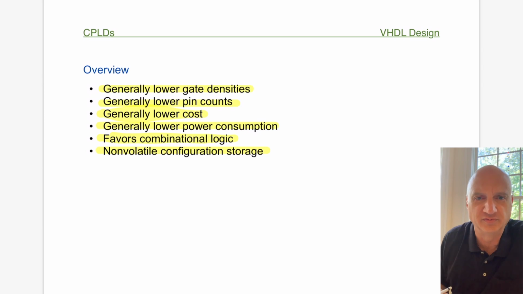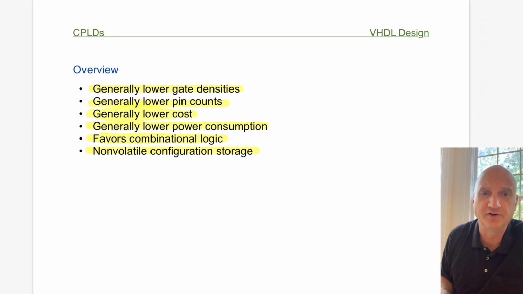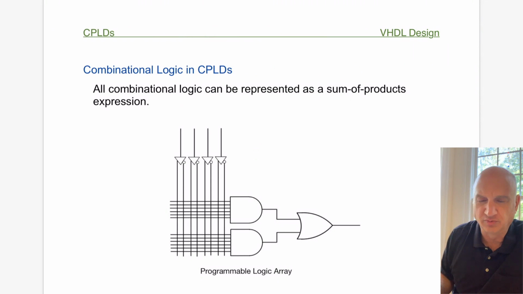Now, obviously storage was done with flip-flops, and that tended to be D flip-flops because those are a universal standard for storage. And then combinational logic was done in something called a programmable logic array. So this is what a programmable logic array actually looks like. It's an interesting configuration where you have this very large grid of interconnected lines, and that grid drives an array of AND gates, and those are all fed into an OR gate. All of this is done because all combinational logic, as we know from digital, can be reduced down to a sum of products expression, and therefore we can implement that in hardware.